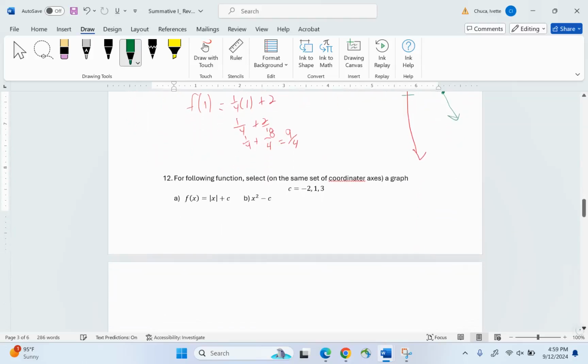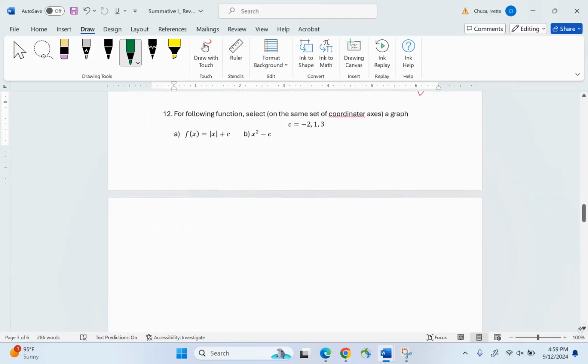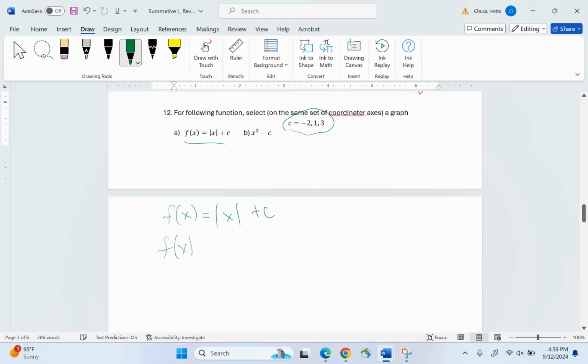For the next one, we want to graph the following function. F of x is absolute value of x plus c. So f of x is equal to the absolute value of x plus c, and then they tell us what c is. So one of the things we can do here is we can plug in those values. So the first one is a negative 2. The next one is a positive 1. And then the third one is a positive 3.